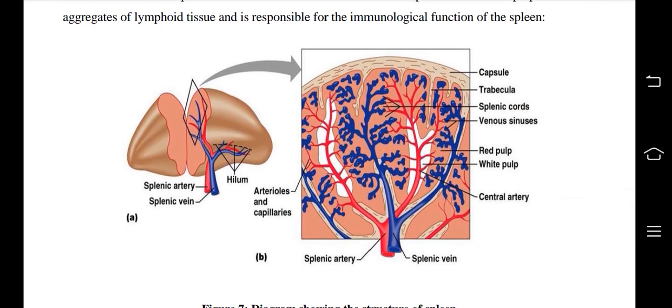Splenic artery, splenic vein, hilum, arterioles and capillaries, central artery, red pulp, white pulp, venous sinus, splenic cords, trabeculae, capsule.